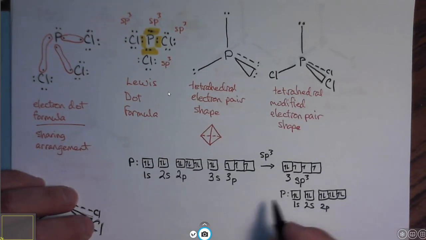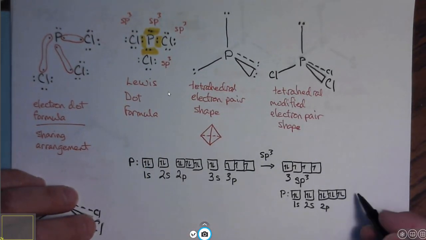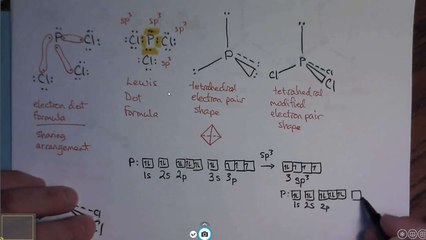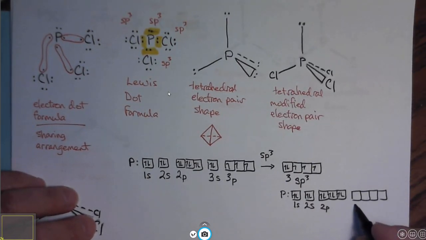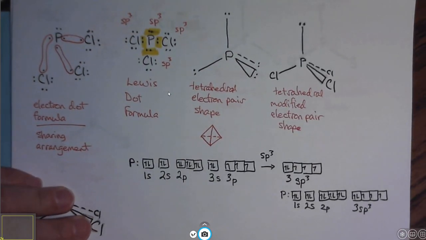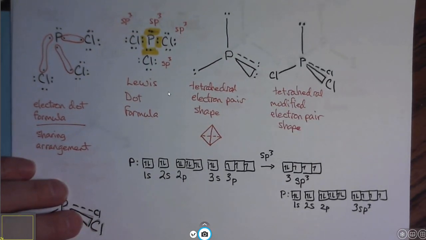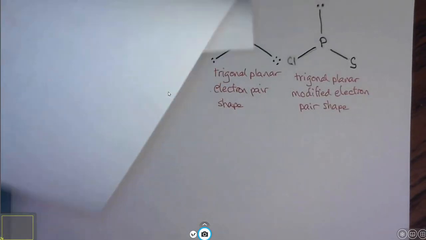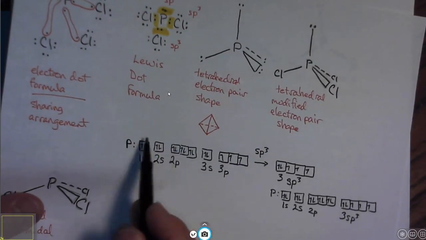So the lower levels don't change. That's exactly the same here and here. We put this hybridized set of orbitals on the end of it here because that's what we changed. Does that make sense? Now for sp2, we still start out with the unhybridized orbitals.